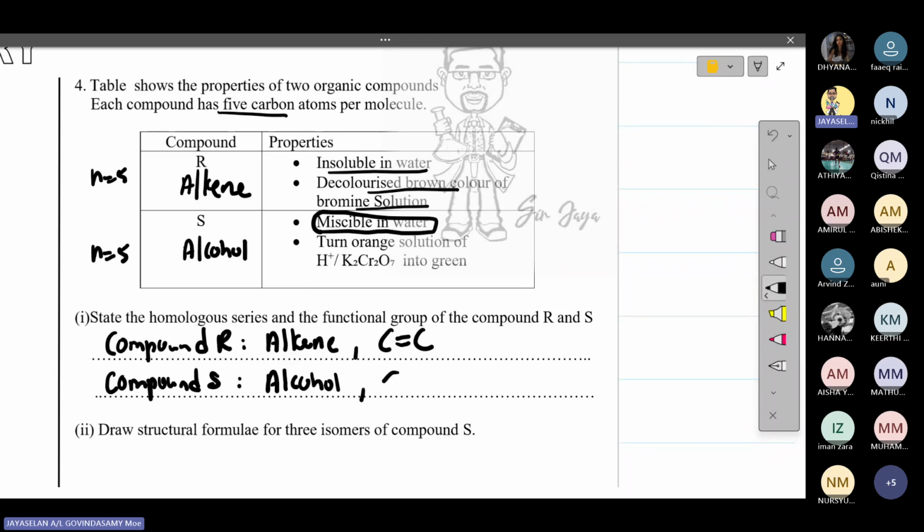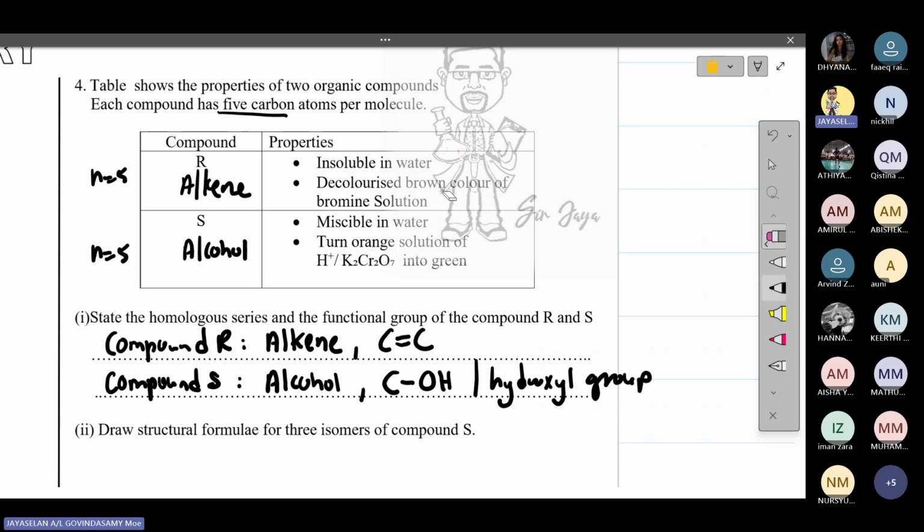Functional group, you can write it, or you can draw it like this. If you want to write, write hydroxyl group. If you want to draw, draw like this. So you guys already score 4 marks. Later I will erase this and write it properly. Okay, alkene, alcohol, like that. Any question? No question? So, next question.